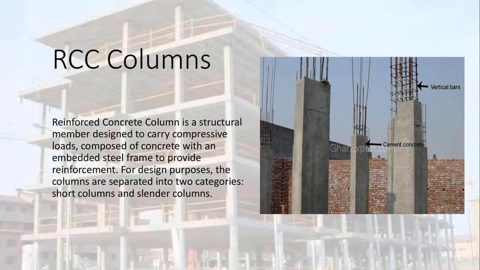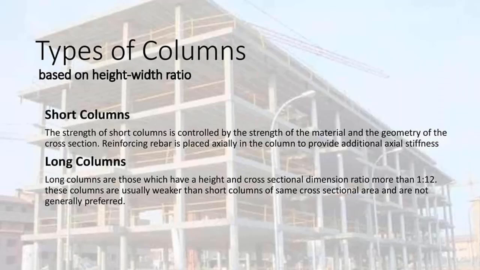A reinforced concrete column is a structural member designed to carry compressive loads, composed of concrete with an embedded steel frame to provide reinforcement. For design purposes the columns are separated into two categories: short columns and slender columns. Based on height and width ratio the columns are classified as short columns and long columns. For short columns the height to cross-sectional dimension ratio is less than 1:12.